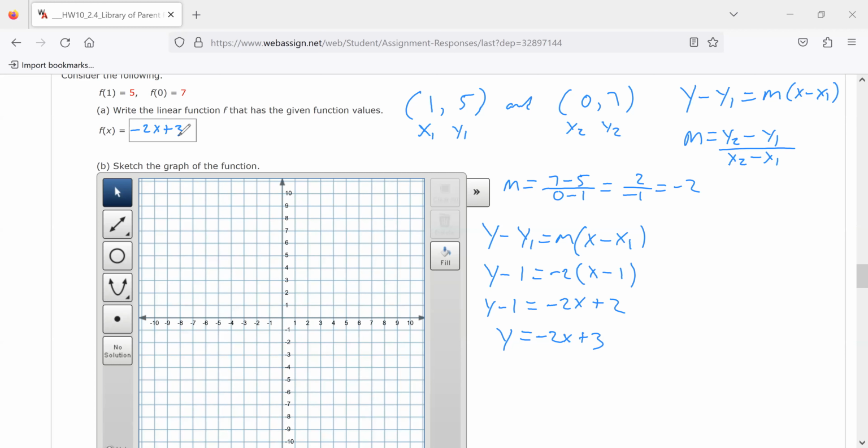Any questions on this first problem? Okay, you guys are good. Well, let me clear it then. Let's see what's next.